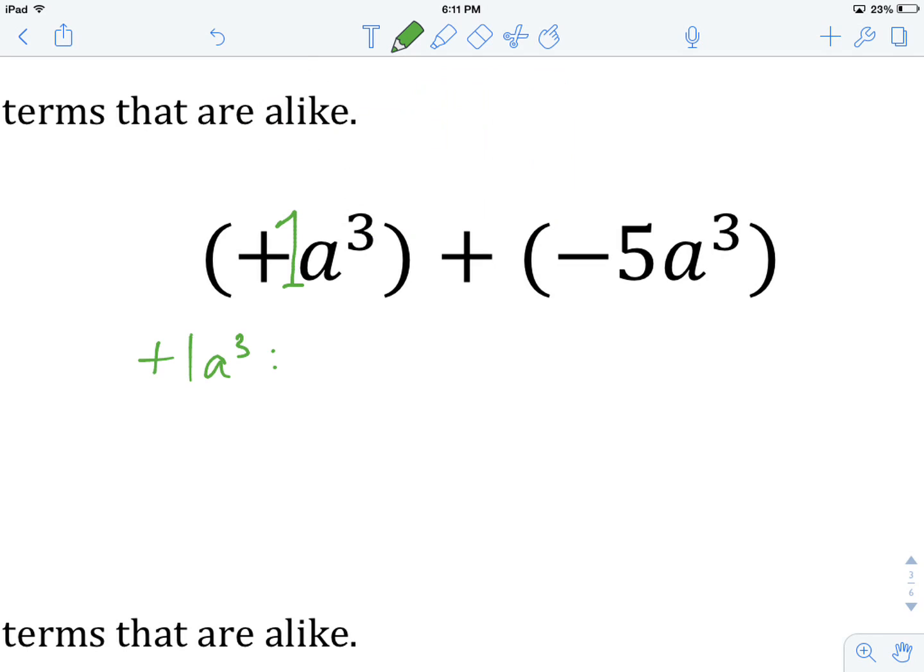If we were to write this out, we have 1 of them. So that's only 1 plus. Whatever a to the exponent 3 is, it's an unknown amount, and we only have 1 of them. Our second term is negative 5a to the exponent 3. And again, whatever a to the exponent 3 is, we have negative 5 of them. So we're going to write that as 5 negatives: 1, 2, 3, 4, 5.